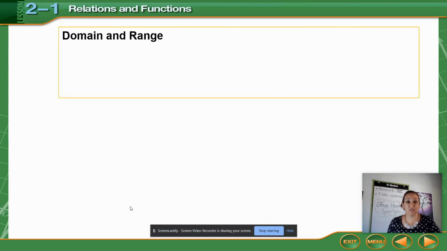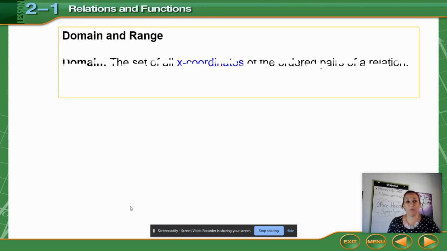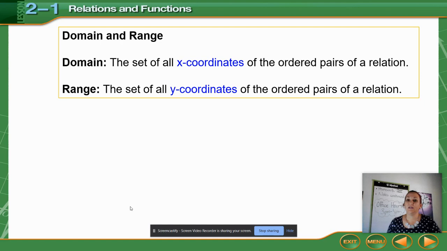Our notes from class started with domain and range, so you may have already written this down. If you did not take notes during class, please write this down right now. We learned today that domain is the set of all x coordinates, and that the range is the set of all y coordinates. When given a continuous graph, we write those as an inequality, saying that it starts here and it ends here, and includes all the numbers in between.